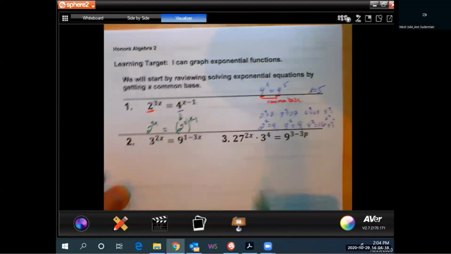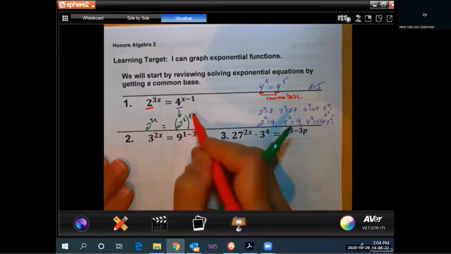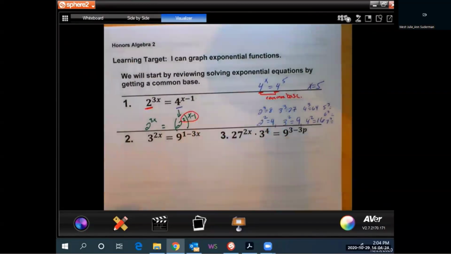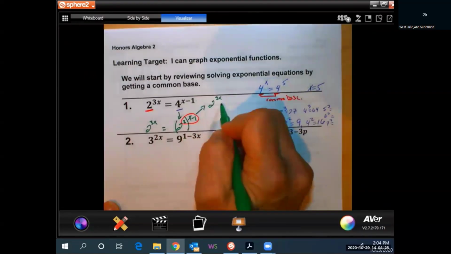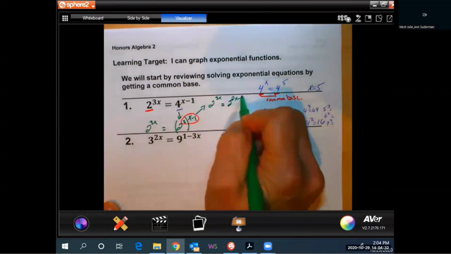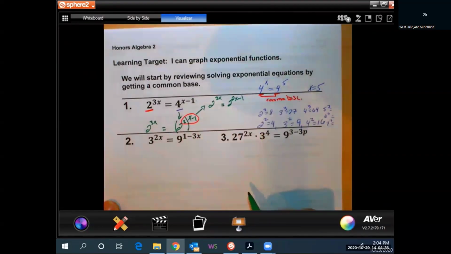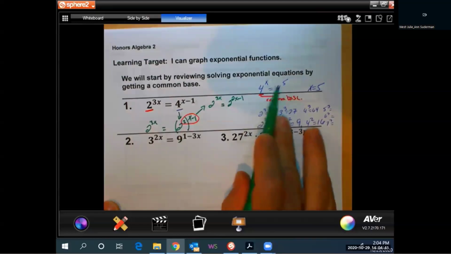Now we're going to do our rules of exponents. When you raise a power to a power, you multiply. So I'm going to have 2 to the 3x equals 2 to the 2 times x minus 1. We distribute that, we multiply. Now we can apply this rule: since the bases are the same, the exponents must be the same.